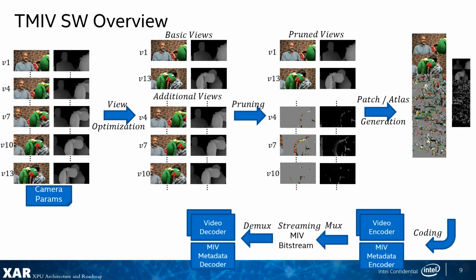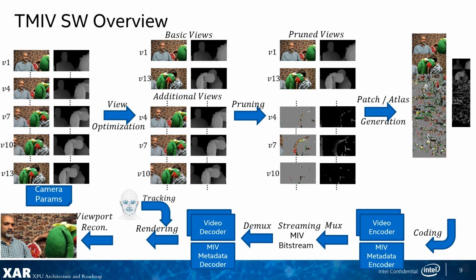And then this is what goes into your video encoder, and then you also have your metadata that's sent, and then you undo it at the decoder, and then you can render this viewport based on the viewer's position. So you can track their position, you can render it, and you can reconstruct a viewport based on that position.